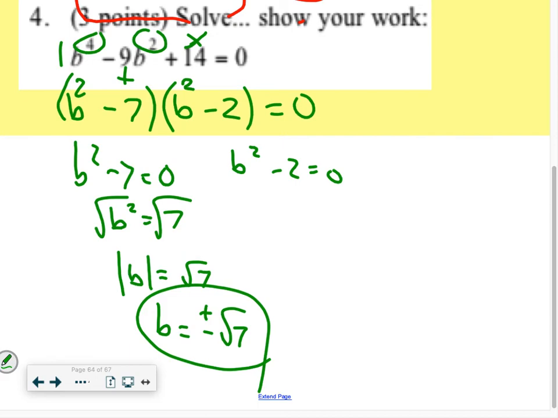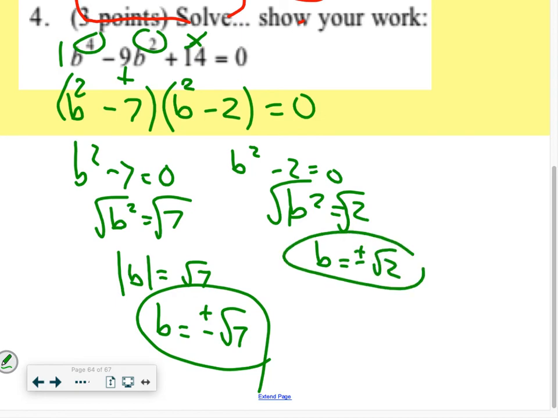Doing the same over here, add 2, square root, you'd end up with plus or minus the square root of 2. So there are your 4 solutions. Positive square root of 2, negative square root of 2, positive square root of 7, negative square root of 7.